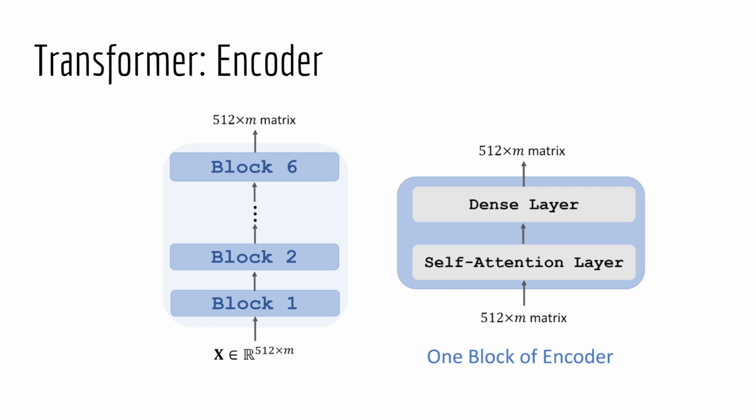Here is a look at what a transformer's encoder block looks like. It has 6 blocks, with each block being a self-attention layer and then a dense layer.